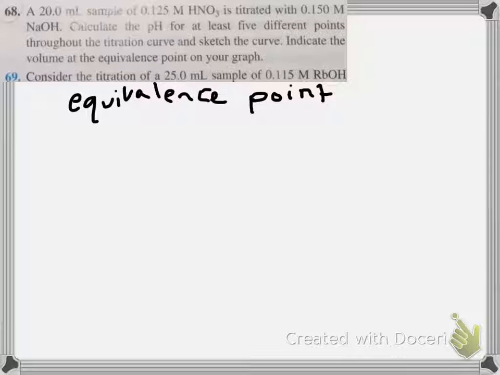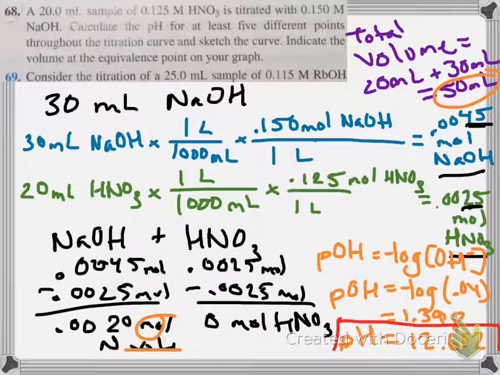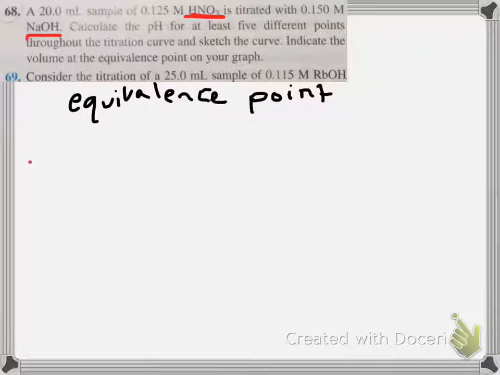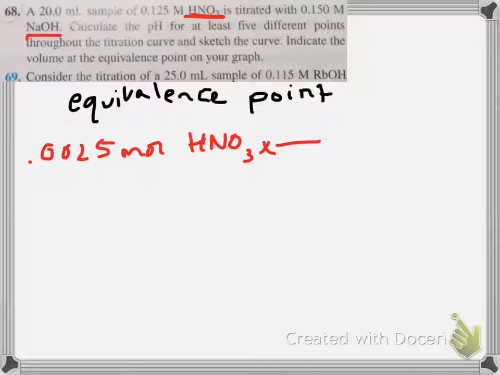The last thing we're going to calculate is the equivalence point. Now, the equivalence point tells us that the moles of HNO3 is equal to the moles of NaOH. We've already calculated our moles of HNO3. It doesn't change because we're not changing the amount. So we have 0.0025 moles of HNO3. Okay, we're trying to get the same number of moles of NaOH because it is a 1-to-1 ratio, as we have already established.